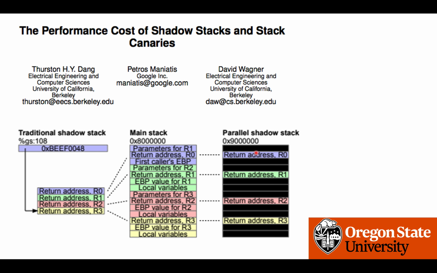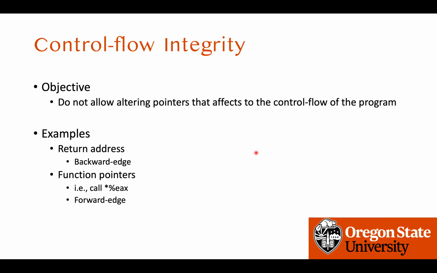So this is easy. For the return address protection, we can just apply the shadow stack. Then what about the other control data, such as function pointers or GOT entries? Researchers attempted to generalize the return address protection using a shadow stack. The defense is called control flow integrity.